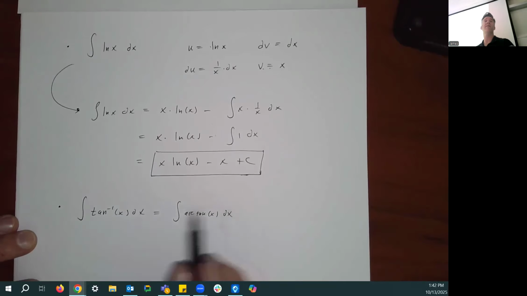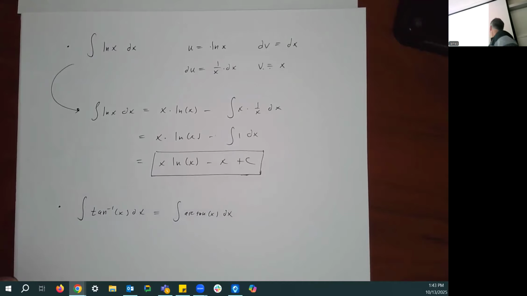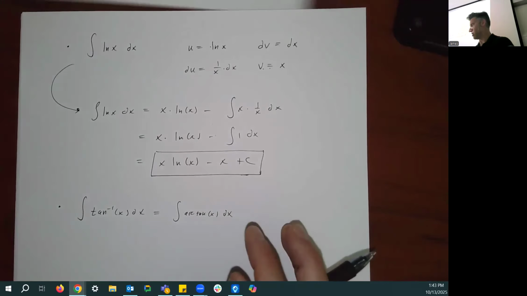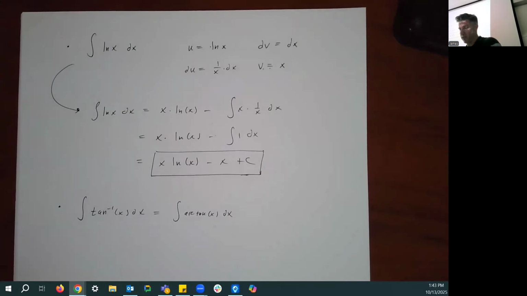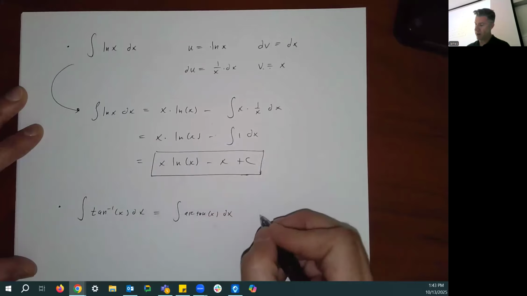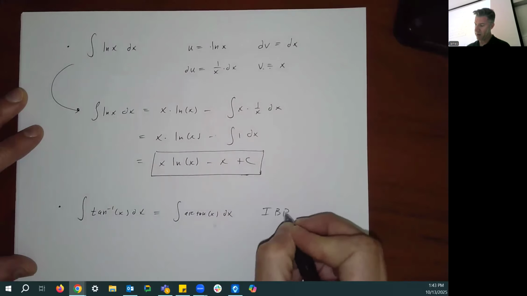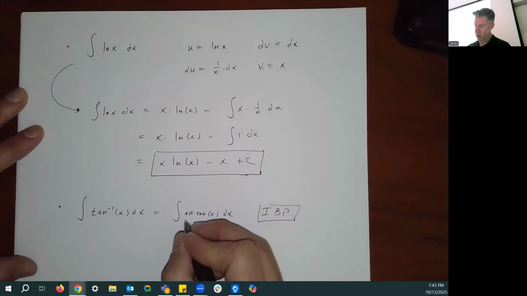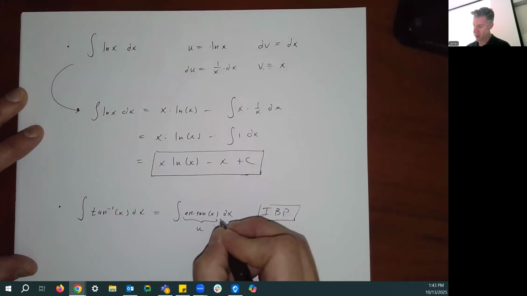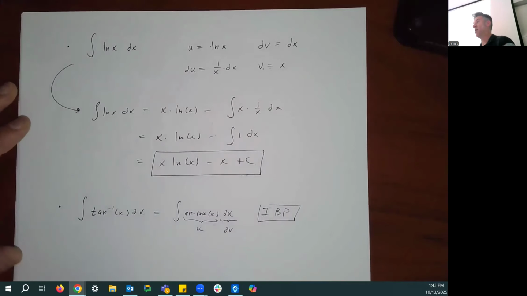So this integral has the same sort of process. It's actually a little more complicated though. I don't know if it's the best use of our time though. So I would say this is definitely integration by parts as well. You're going to let u equal the arctangent. Your dv is going to be dx.